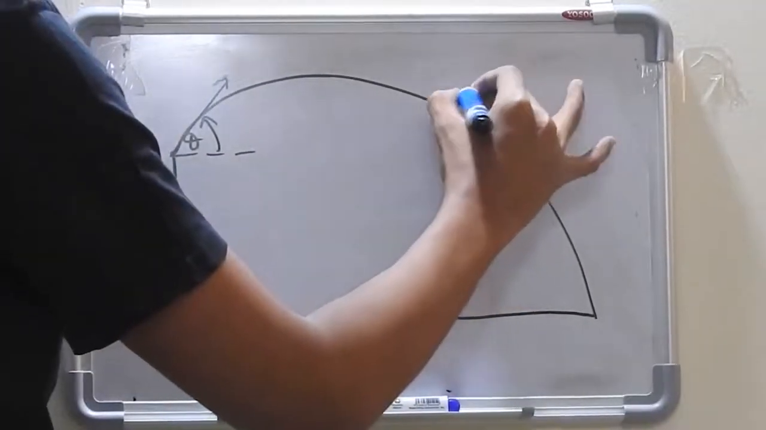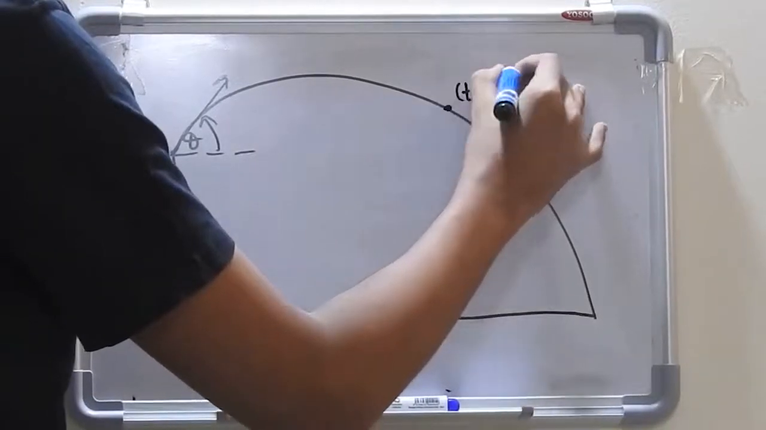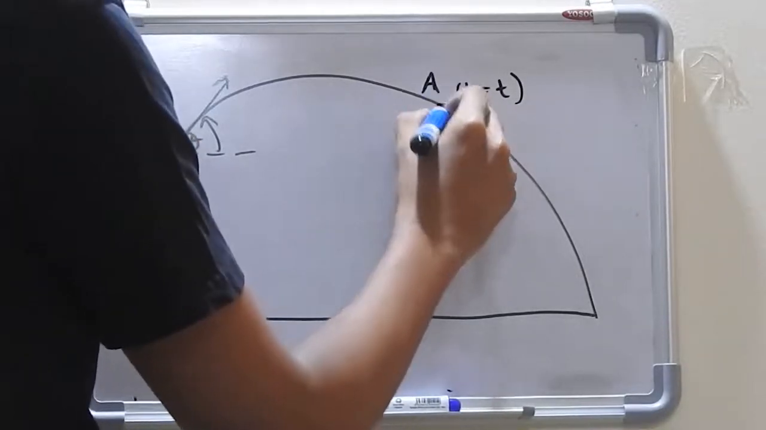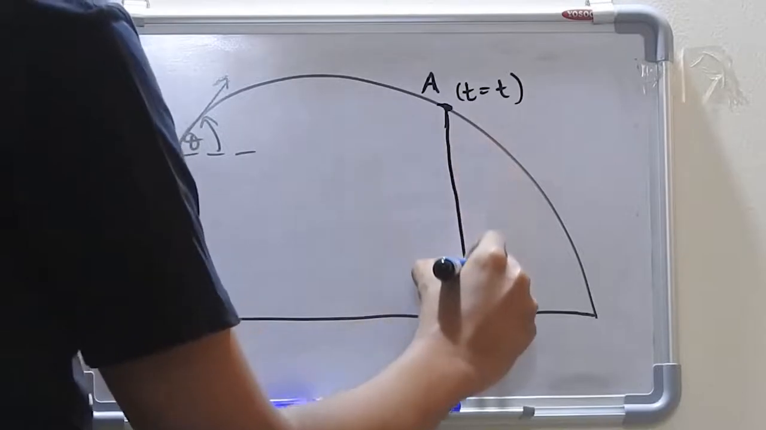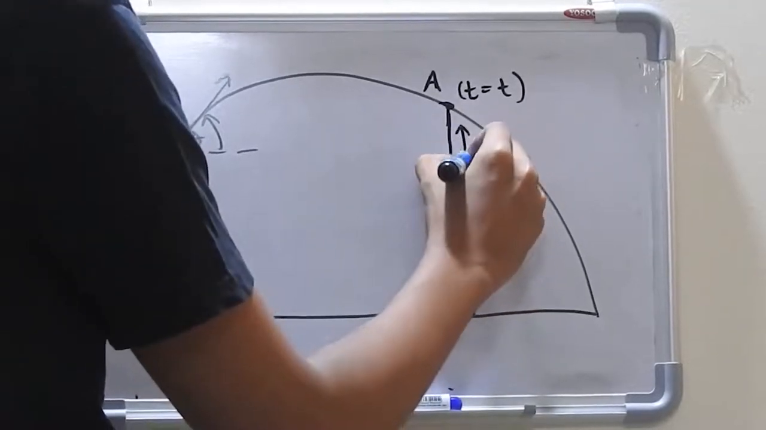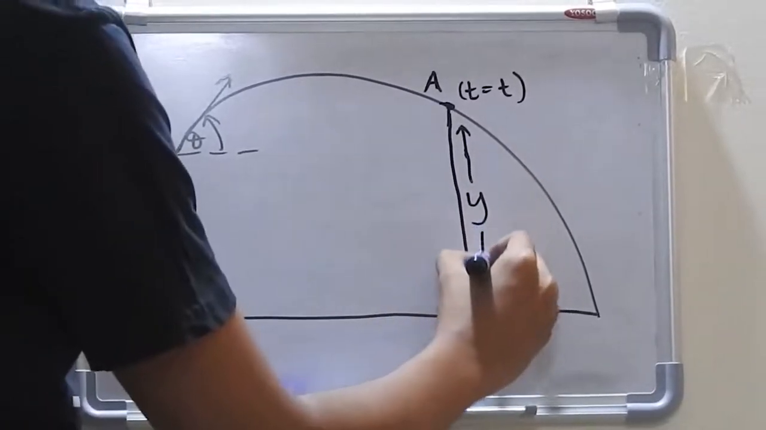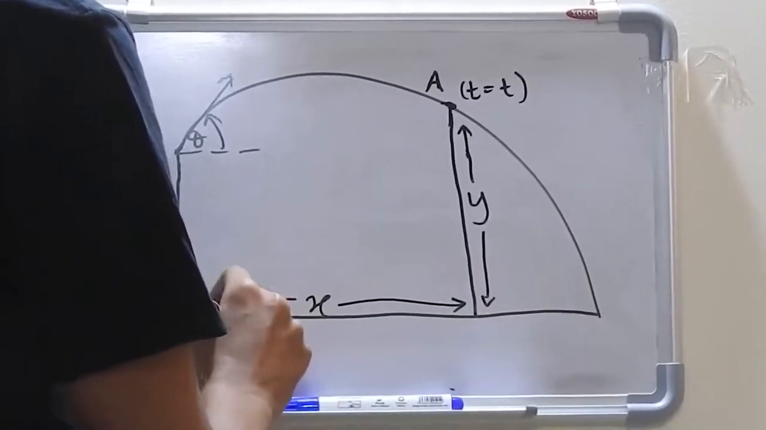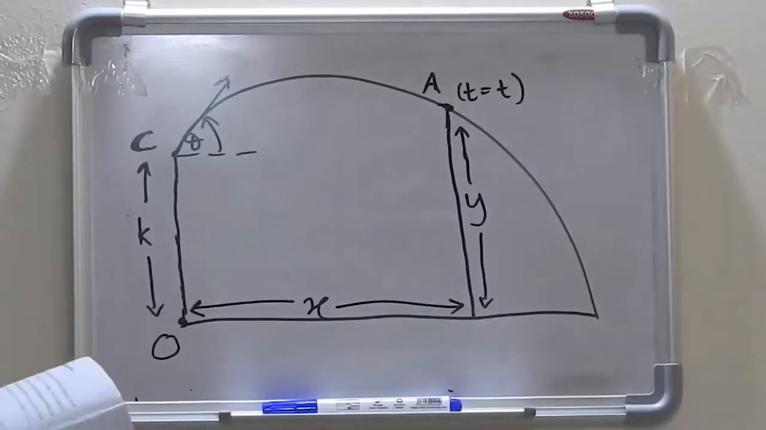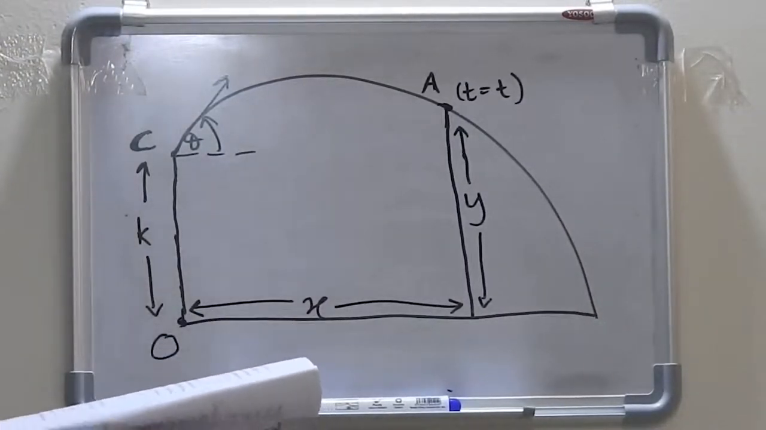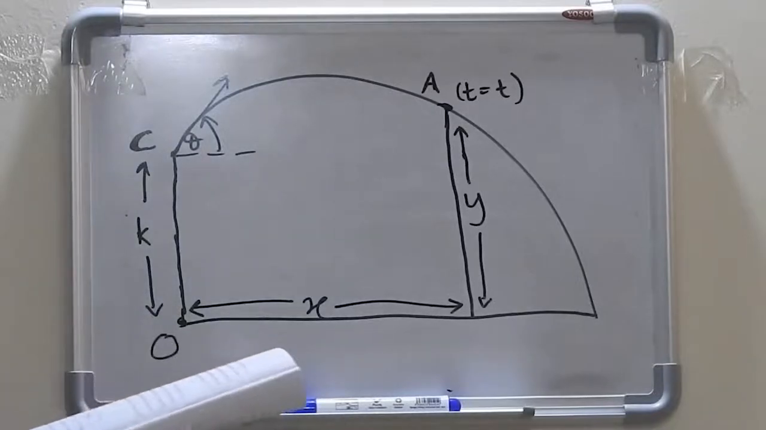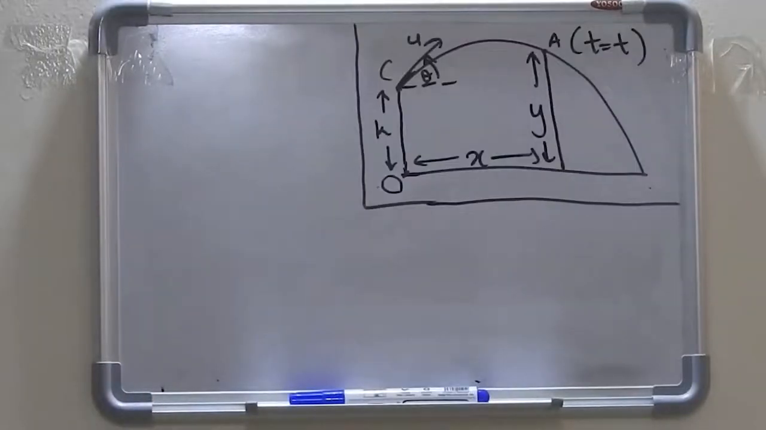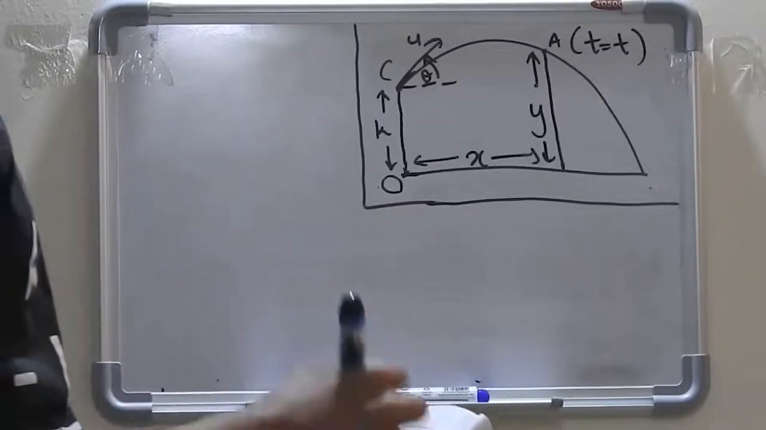So after time t, assuming that the particle is at A in the projectile, we can tell that the particle is at a vertical height y using the coordinates they have given. And also the horizontal distance is x. So this is our projectile. So now they have asked us to show y equals k plus x tan theta minus g x squared sec squared theta over 2u squared. So now we can apply the kinematic equations and get what they have asked for y.